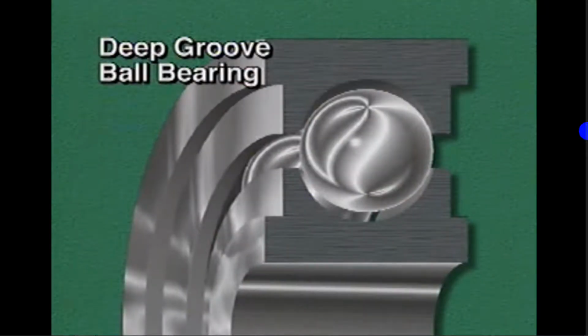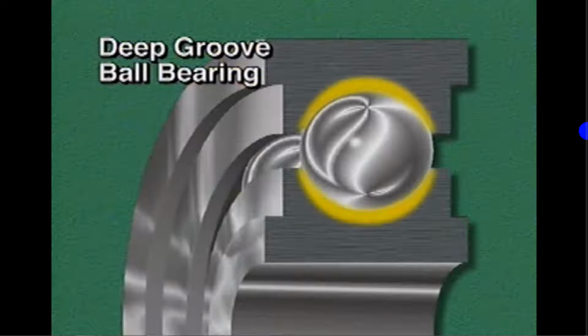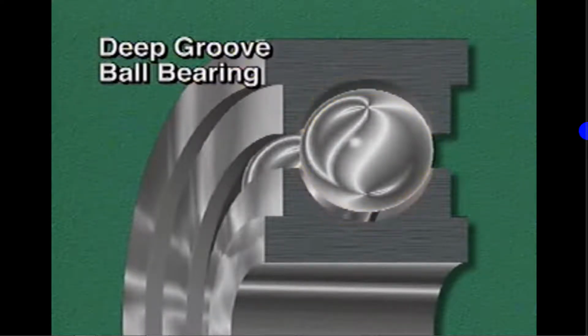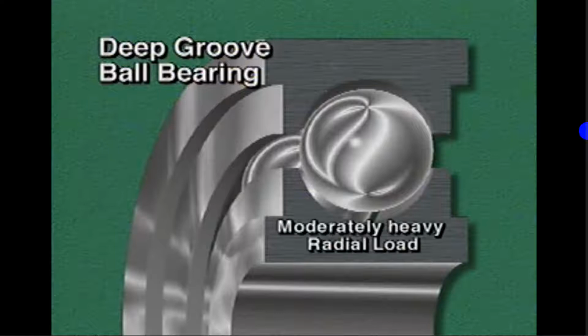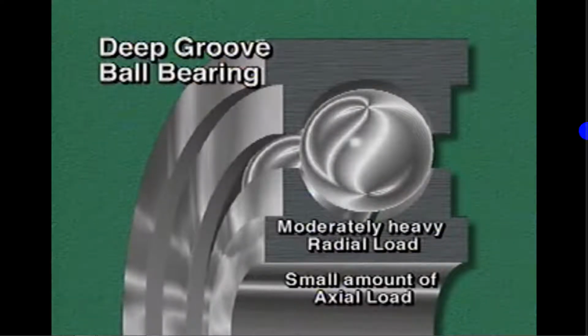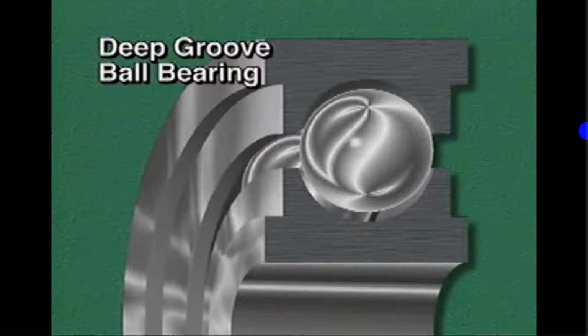A deep groove ball bearing is similar to a shallow groove ball bearing, except that the inside surfaces of the inner and outer rings are deep. Deep groove ball bearings are designed primarily for moderately heavy radial loads, but they can also handle a small amount of axial load. This type of bearing is also called a Conrad bearing.